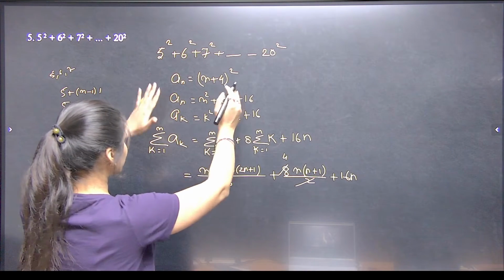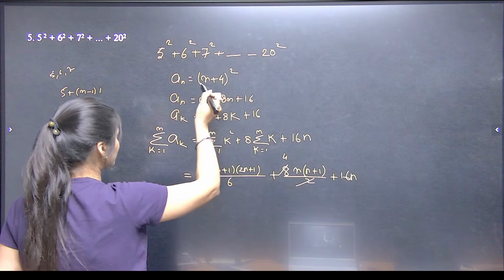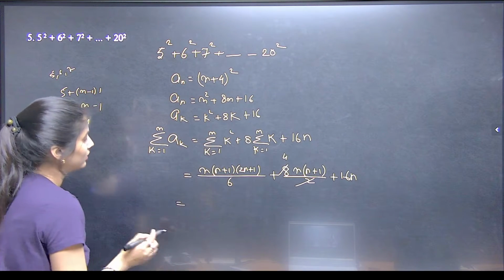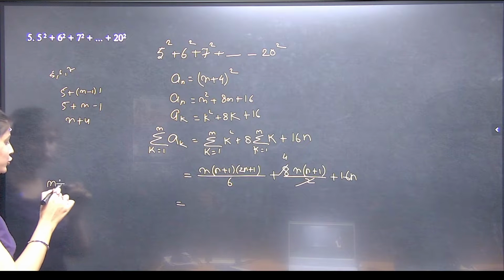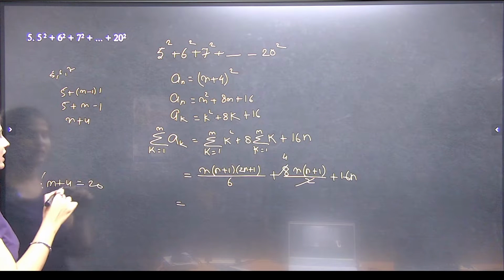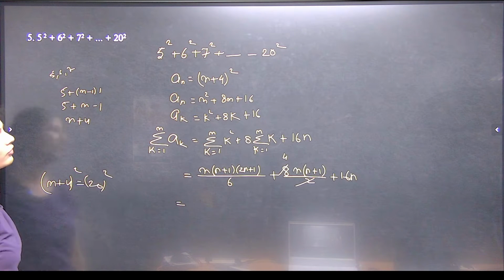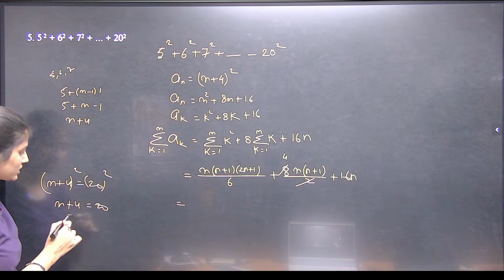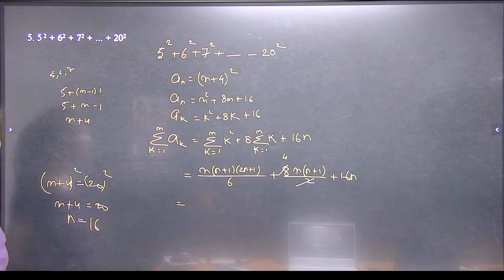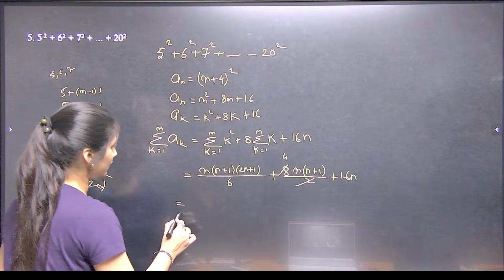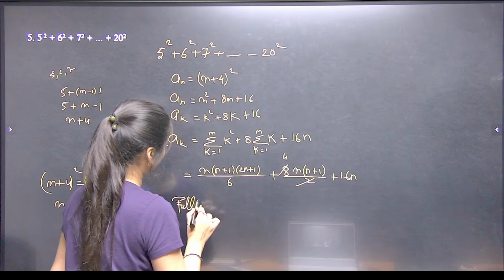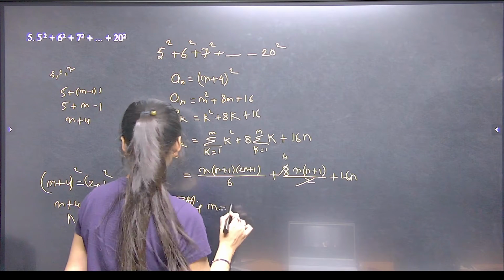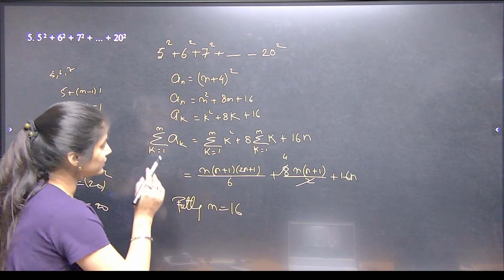Now in this question, what should be the value of n so that the last term becomes 20 square? So n plus 4 should be 20. Simply, n plus 4 is equal to 20, which means I have to put the value of n as 16, that is 20 minus 4. So I am putting n is equal to 16. So it will give the last term.